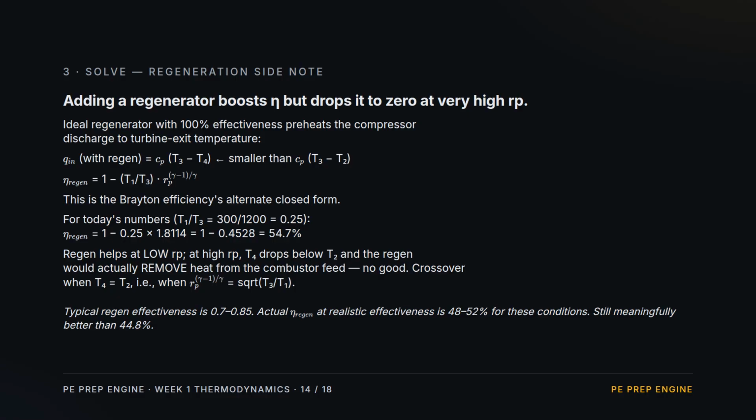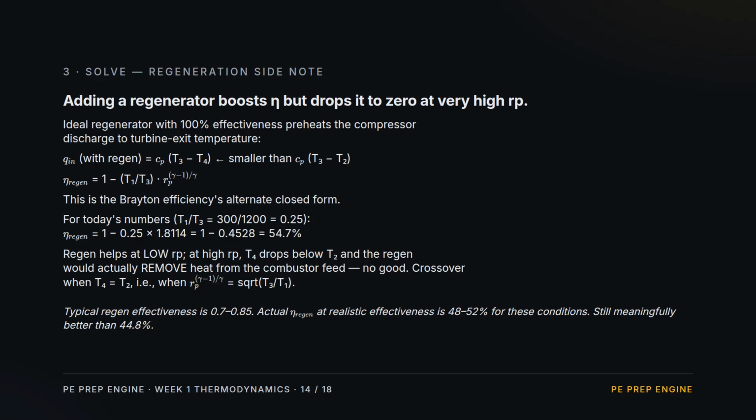Side note on regeneration: an ideal regenerator uses turbine exhaust heat to preheat the compressor discharge, boosting efficiency. The closed form becomes 1 minus T1 over T3 times the pressure ratio to the gamma exponent. For our numbers, lifting efficiency from 45 to 55%.